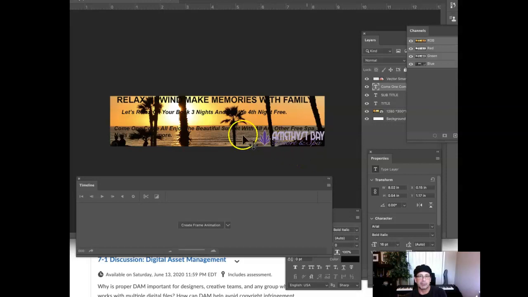But you've got "relax," and you can't really read the type. You've got black type over black object. So the type is really, I don't know what that says right there. So you might consider a different color for the type. Again, can't read it. Something about book 3 nights and something the 4th night free. See, it's almost impossible to read this text.